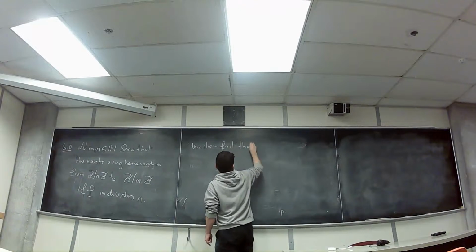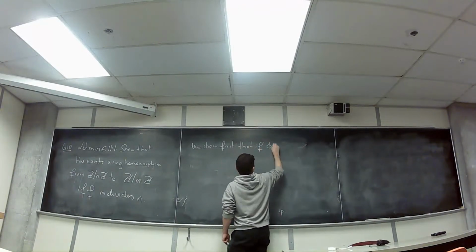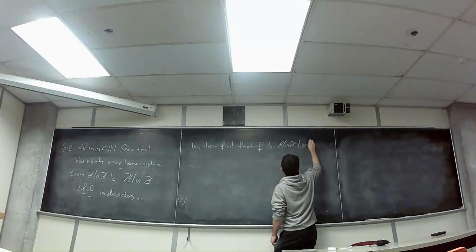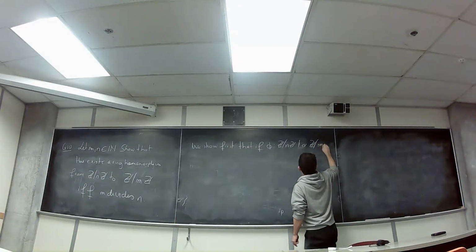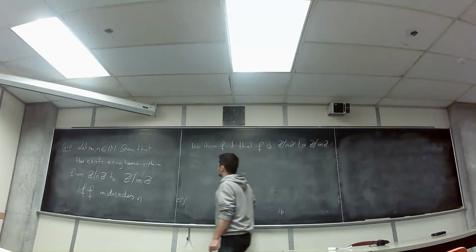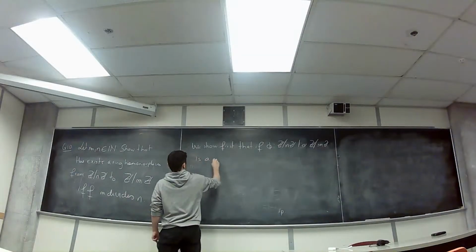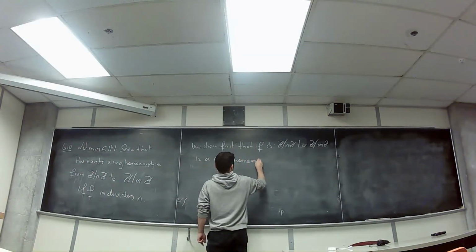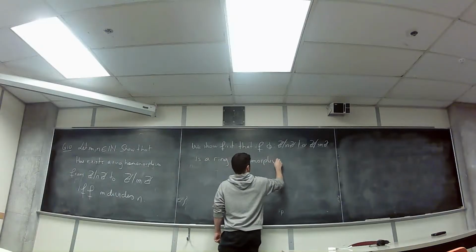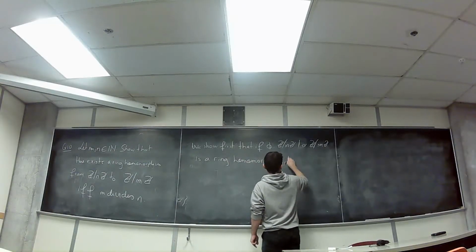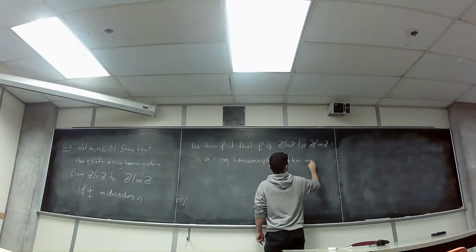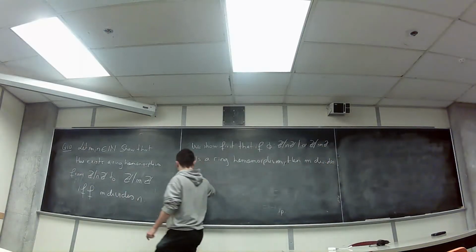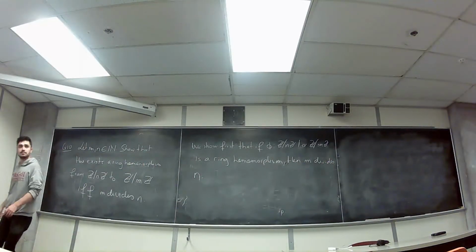Suppose phi from Z mod m Z to Z mod n Z is a ring homomorphism. Then m divides n. Okay, that shouldn't be bad.